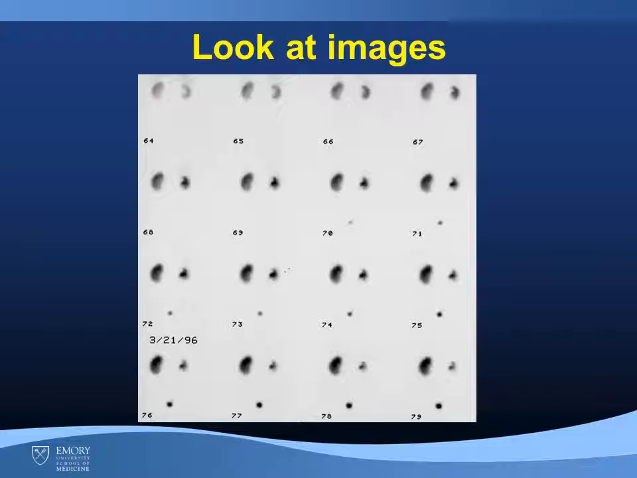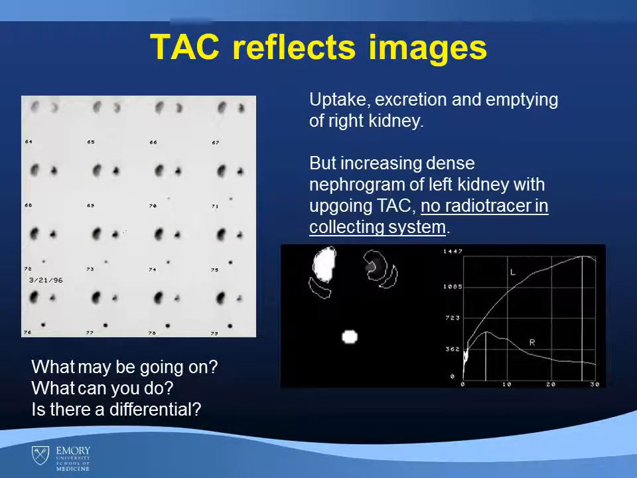So let's look at our images. We can see, and the numbers are just taken from mid-study here, but the important point is that there's good uptake, excretion, and emptying in the right kidney, but the left kidney has uptake but no excretion. We just have an increasingly dense nephrogram. Remember, the time activity curve simply reflects the images. So we see that here in the upgoing curve, and no radiotracer appears in the collecting system. In this specific case, there is a differential involved.